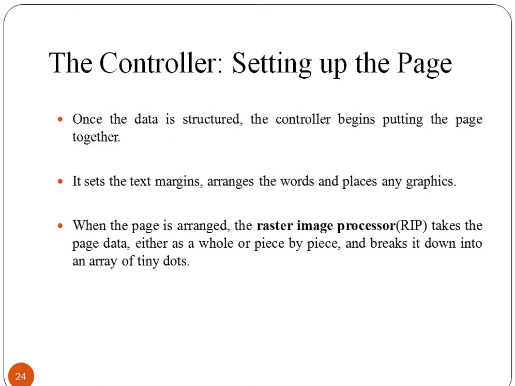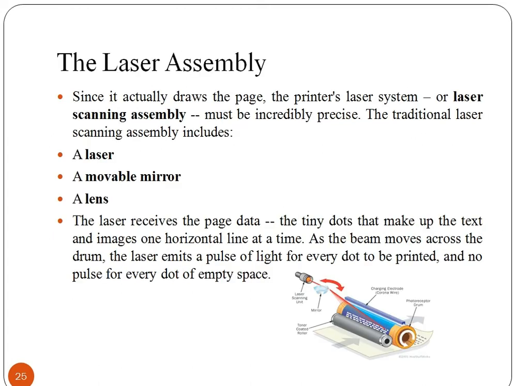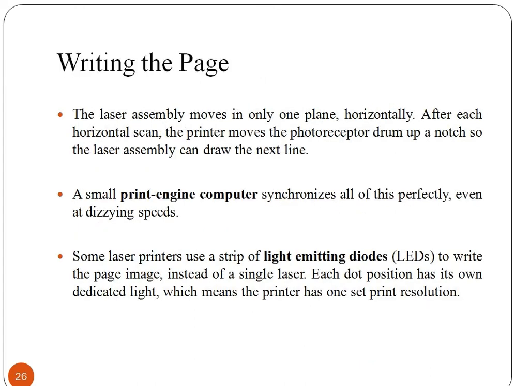Now look at the laser assembly technique involved in the working of a laser printer, where it actually draws the page. The printer's laser system, or laser scanning assembly, must be incredibly precise. The traditional laser scanning assembly includes a laser, a movable mirror, and a lens. While writing the page, the laser assembly moves in only one plane, that is horizontally. After each horizontal scan, the printer moves the photoreceptor drum up a notch so the laser assembly can draw the next line.